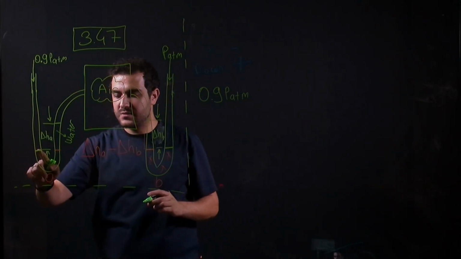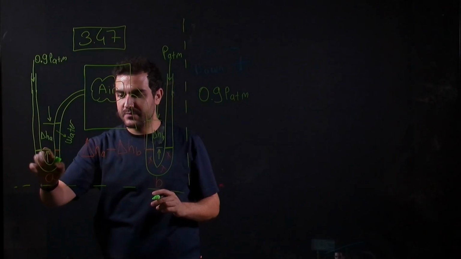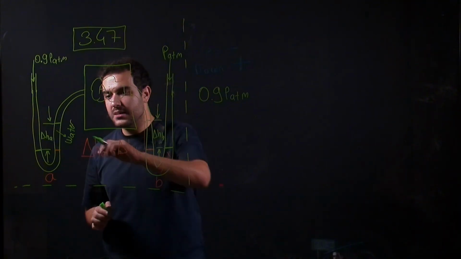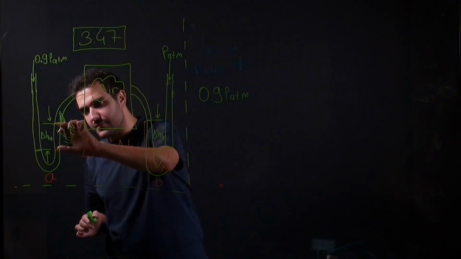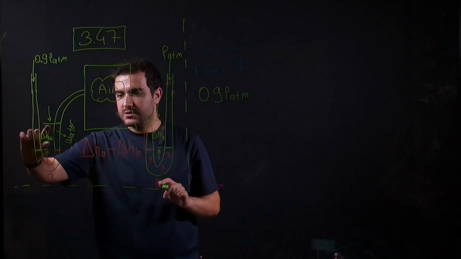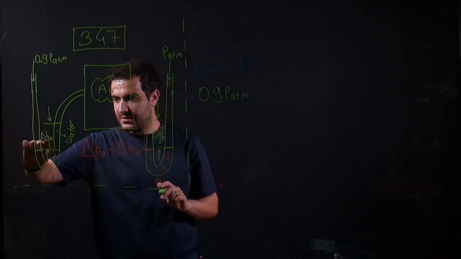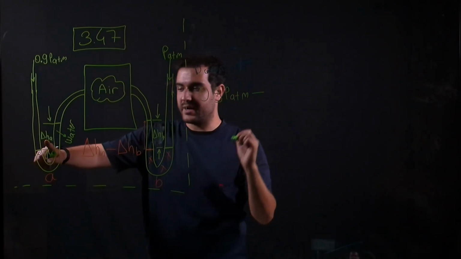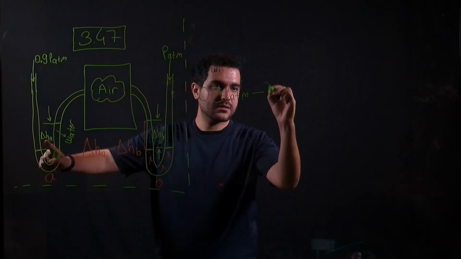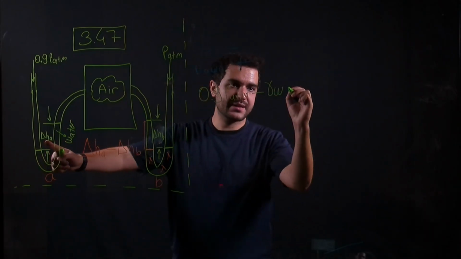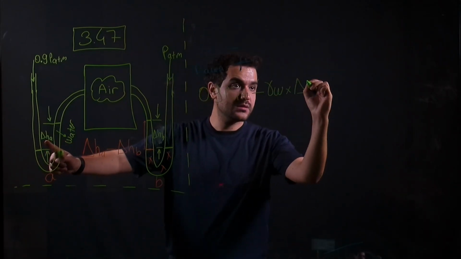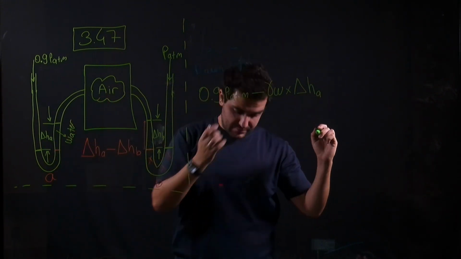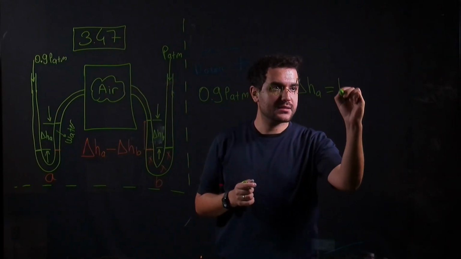The pressure will be the same at this point and at this point, so we can just discard this pressure here and calculate this side. So the water column is delta HA, and since we are going up, we will get minus specific weight of water times delta HA, and this is equal to PT.